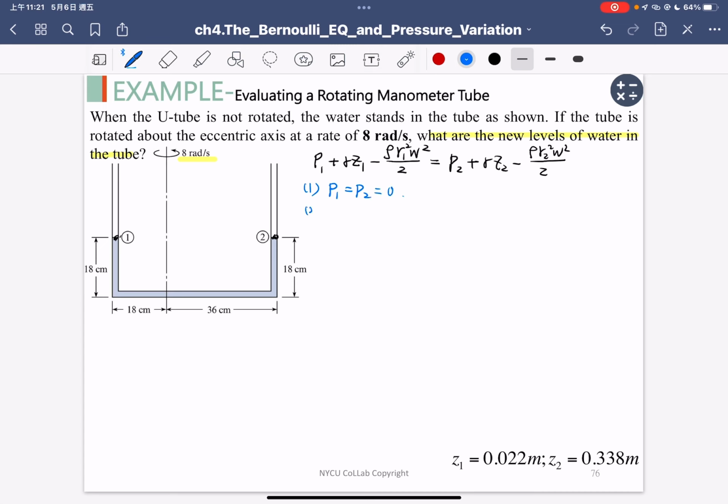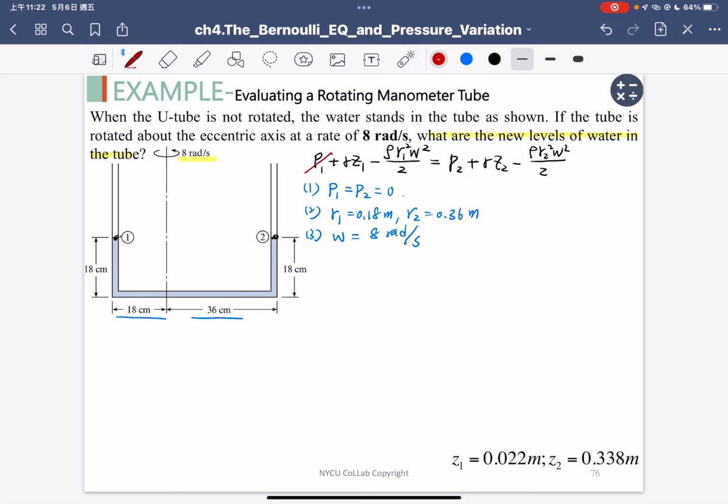Second, the condition we have for R1: R1 is the distance in here, so R1 is equal to 0.18 meters. And how about R2? R2 is the length in here, so it's 0.36 meters. Okay, so we have these two conditions. And the third condition is that the angular speed omega is equal to 8 radians per second. So we can put all of the information we know into the formula.